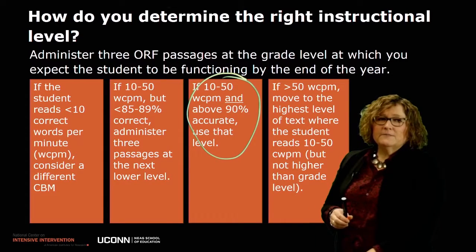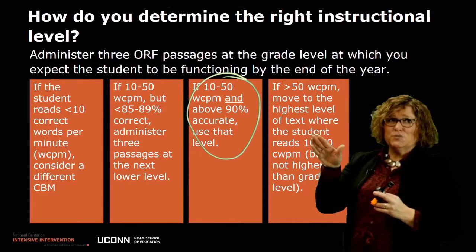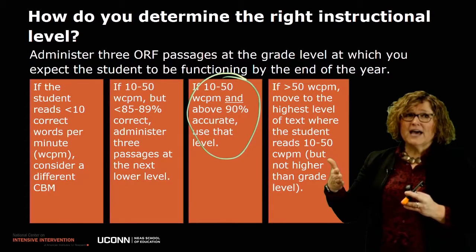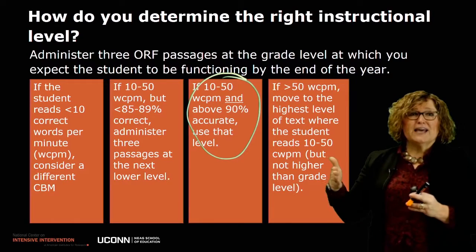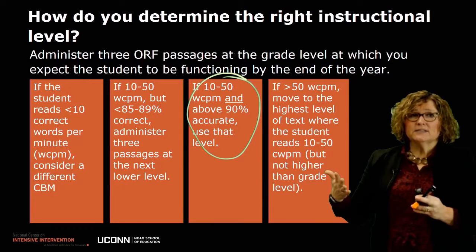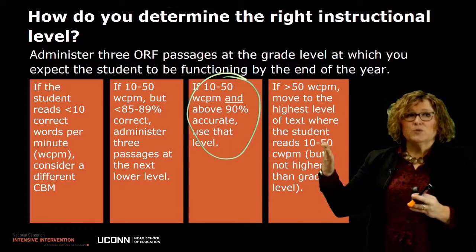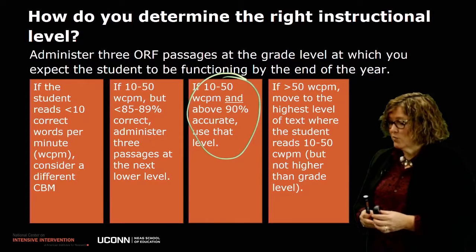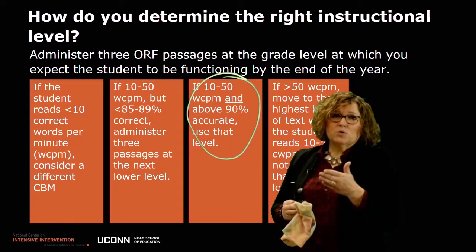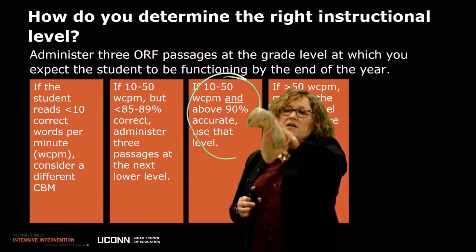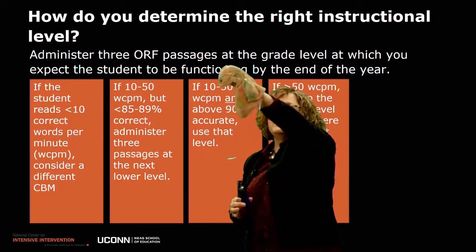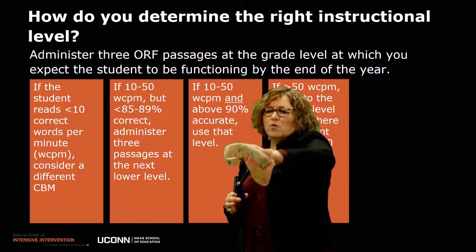And then finally, if we have more than 50 words correct per minute, we likely want to move to the next higher level of text, where the student reads 10 to 50 correct words per minute. We never want to move higher than the grade level text of the grade that they're at, but we may want to bump up a level, okay? So we're shooting for what we sometimes call that just right level, and we're using words correct per minute and accuracy to try to really focus in on what that instructional level should be. But that should help you get to the point you need to be.